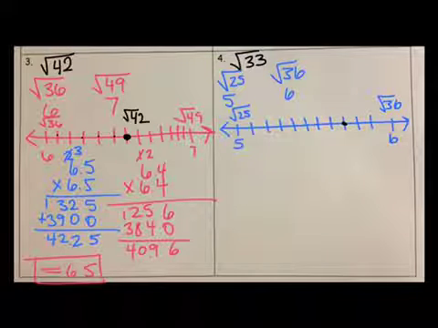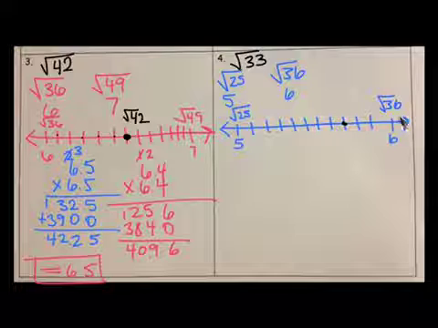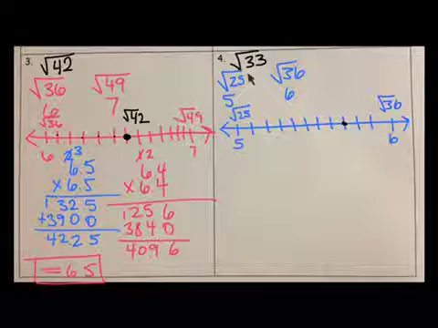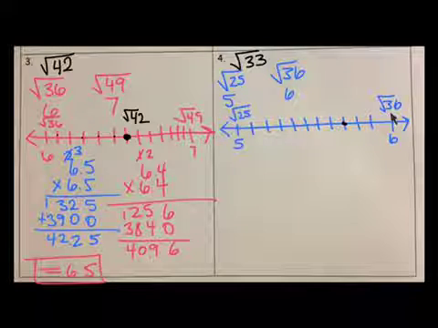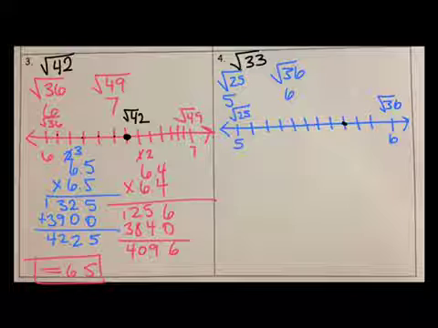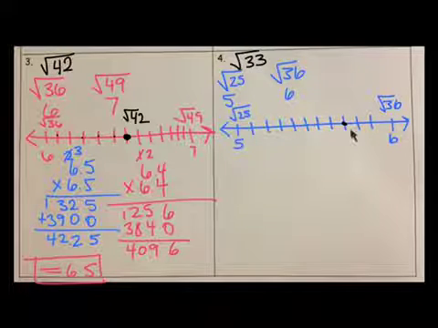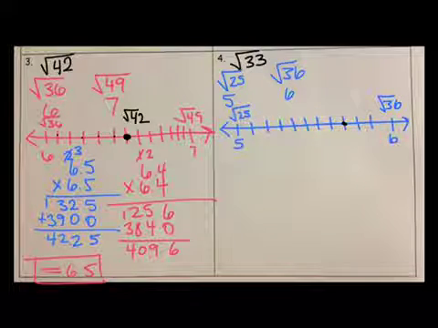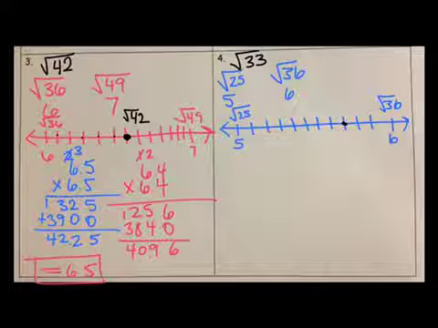So as you can see, I drew my number line. I placed the square root of 25 and the square root of 36 on my number line. So I can see if the square root of 33 is closest to the square root of 36 or the square root of 25. You don't have to draw a number line. I'm not going to take off points, but I think it's much easier to see which one it's closer to, and then it helps me make a better guess.